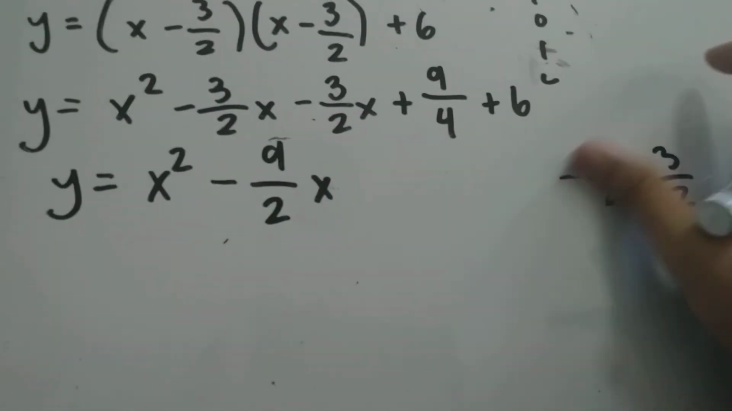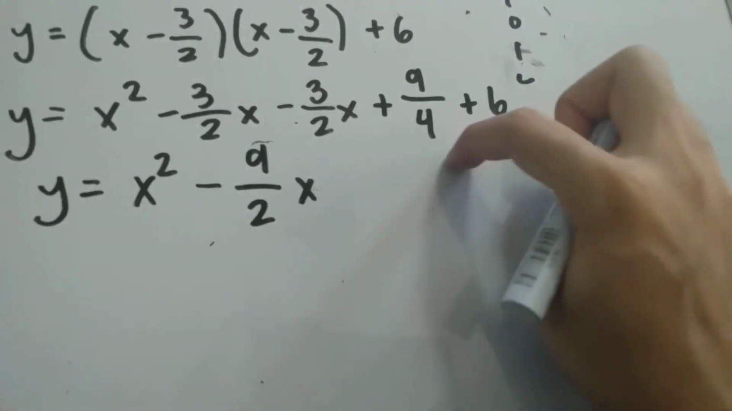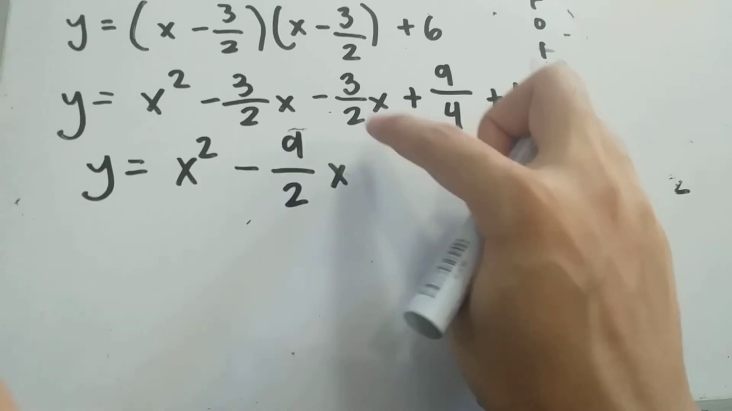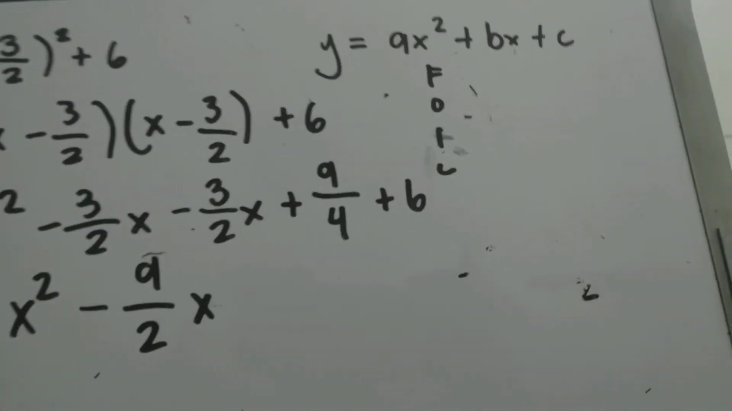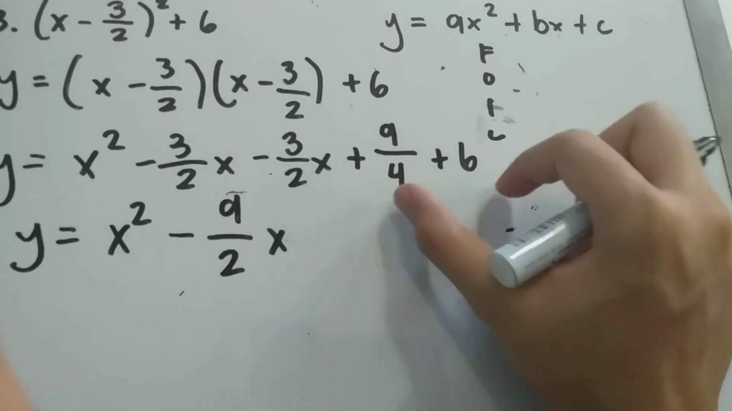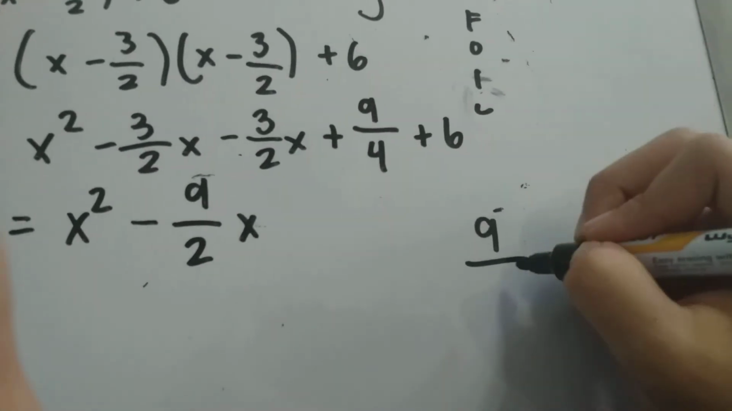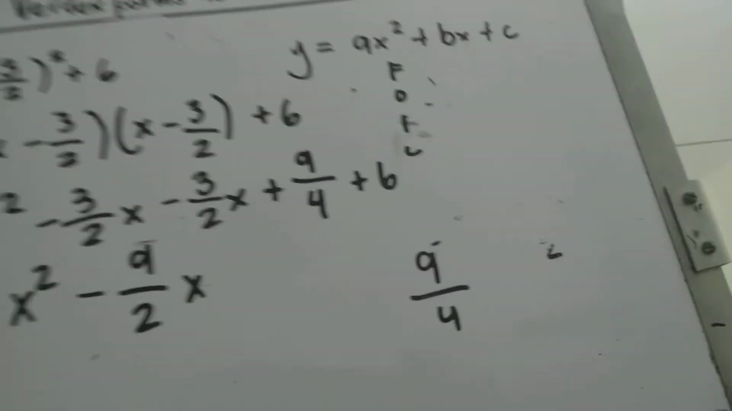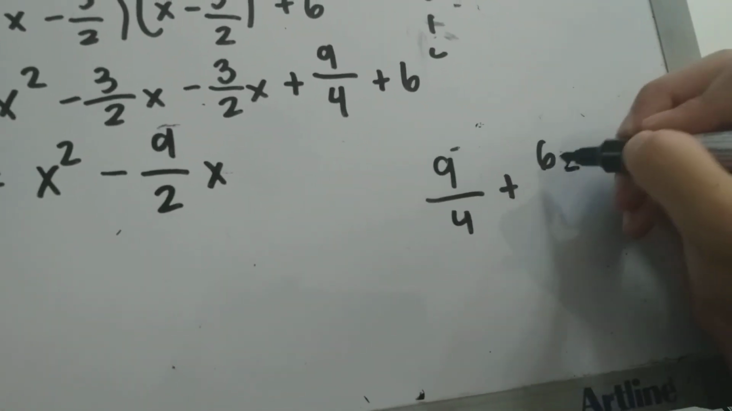Then combine the constants. These are like terms because they don't have an x, or an x squared, or any letter. They're just numbers, so they're like terms. So just combine like terms.